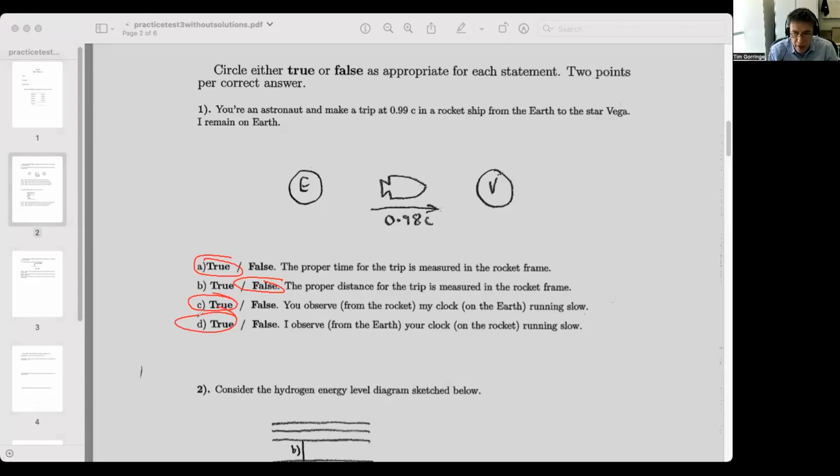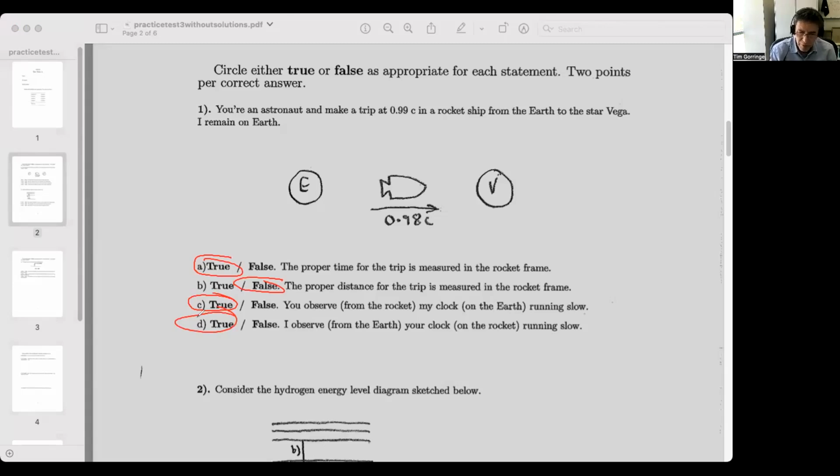When you observe a moving clock, that moving clock in that moving reference frame where it's at rest is observed to tick more slowly. There'll be a greater time interval, a dilated time interval between ticks of that clock. So if I'm the Earthling in the Earth reference frame, I observe the astronaut's clock in the rocket ship reference frame to be ticking slow, to have greater time interval between ticks.